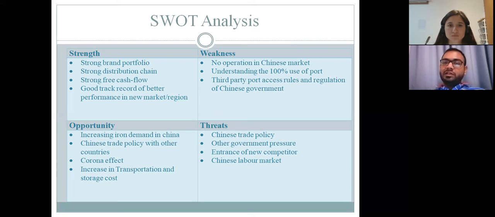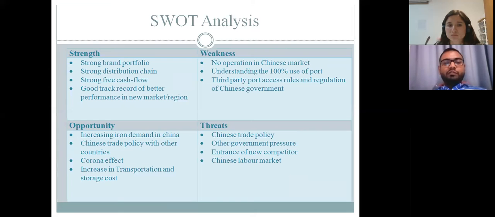Their weakness is that as of now they do not have any operations in China. They are just supplying their material to China, and investing in a port is also a new kind of opportunity, so that is also their weakness. They haven't done it before, so it's a new challenge for them. Doing it 100%, or maybe licensing with some other company, and investing in a port is a bit new for them. And also they need to get the rules and regulations of the Chinese government if they want to lease out the port to another company. So these are the basic weaknesses we can see for Vale as of now.